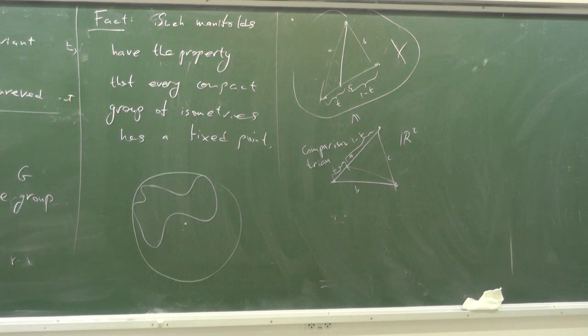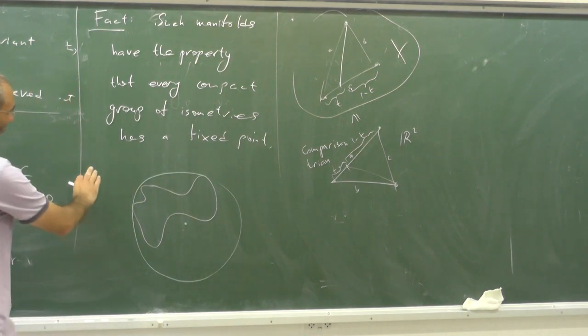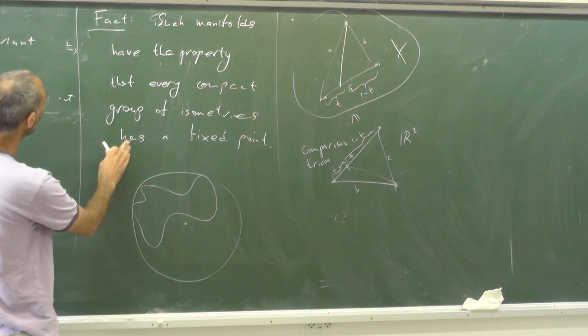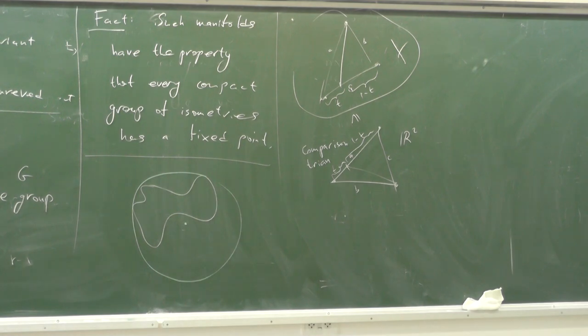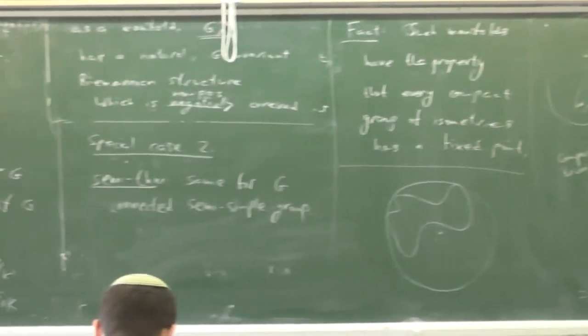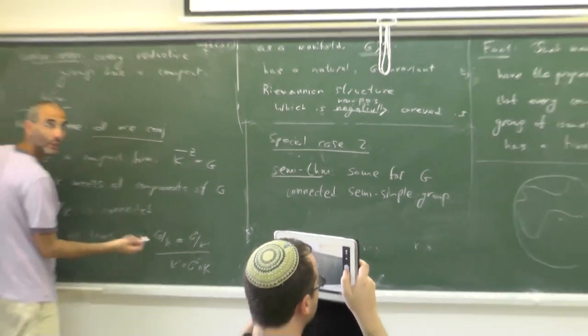More seriously, I don't want to do it now, but I want to explain how it is related. Of course, I will be careful not to do some circular logic in the future, but I will now explain how these facts help me prove that theorem. So take any compact subgroup K in G. It acts naturally on this manifold, and it has a fixed point.